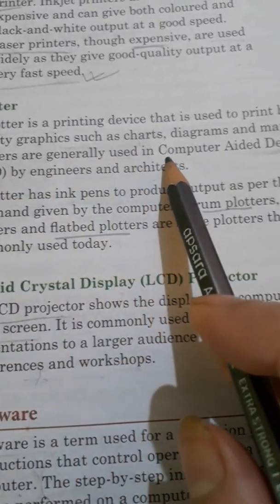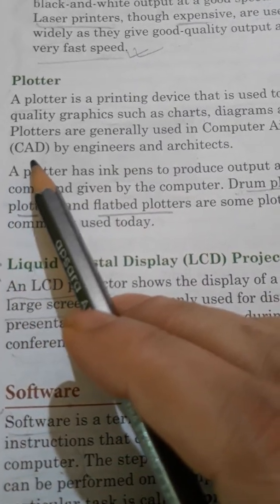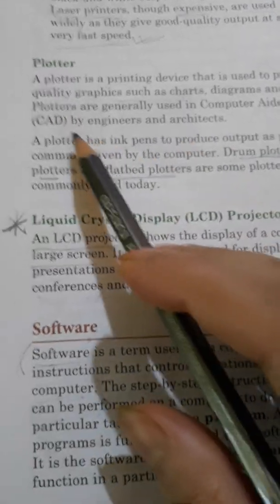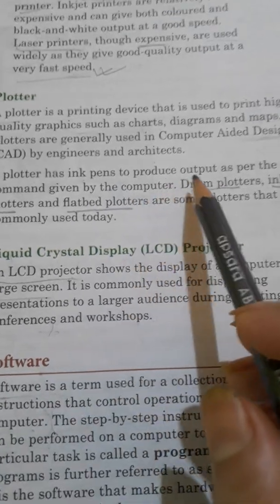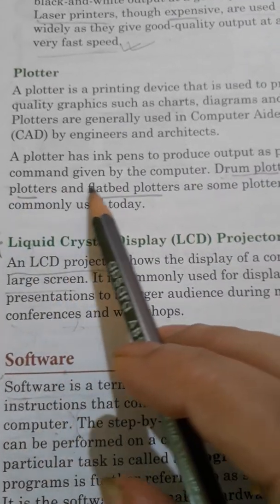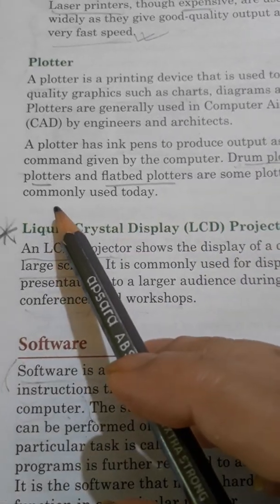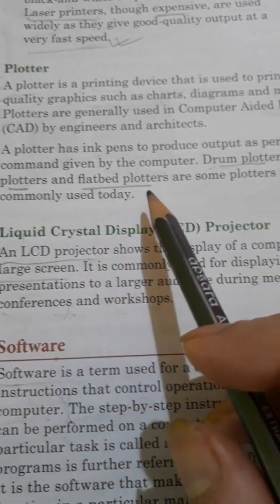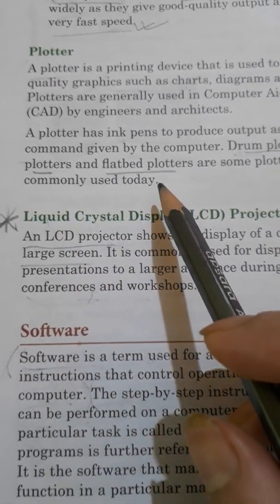Plotters are generally used in computer aided design, full form CAD, by engineers and architects. A plotter has an ink pen to produce output as per the command given by the computer. Drum plotters, inkjet plotters and flatbed plotters are some plotters that are commonly used today.